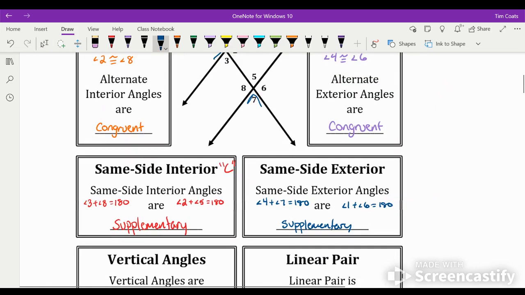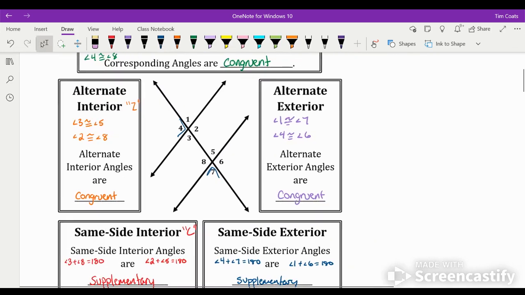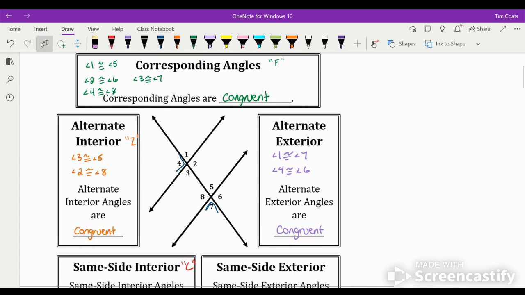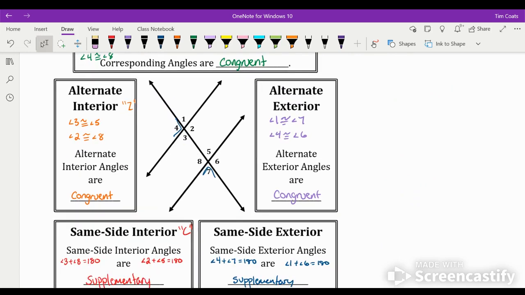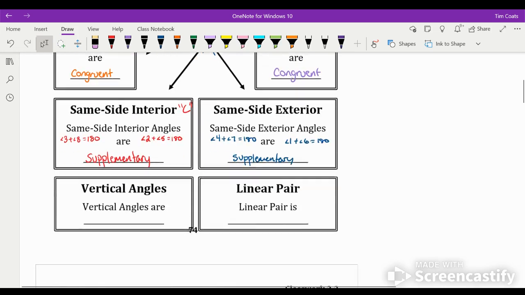So those are the 5 angle pairs that we talked about that were new to you the other day, is knowing how to identify them, but then also we've now added this level of, okay, is that angle pair congruent or is it supplementary?